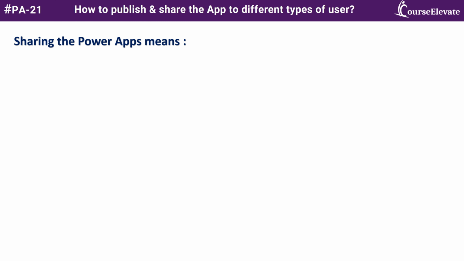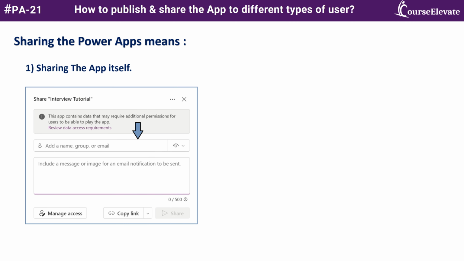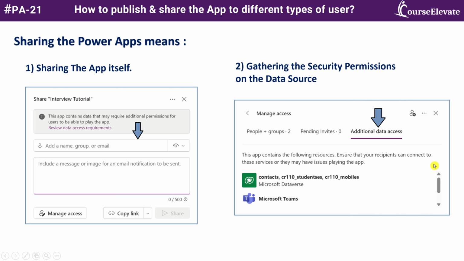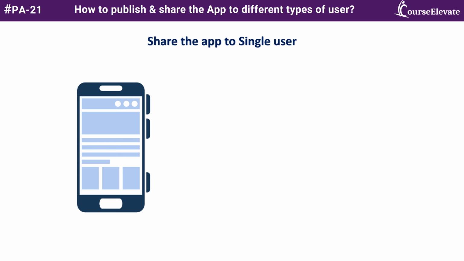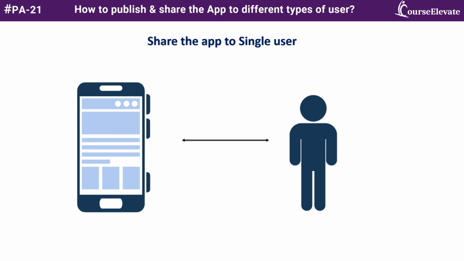Whenever you share a Power App, remember there are two key aspects to manage: sharing the app itself and granting the security permissions on the data sources, which can be SharePoint, Dataverse, OneDrive, etc. Both are required for users to successfully run the app. So let's share an app with a single user practically.